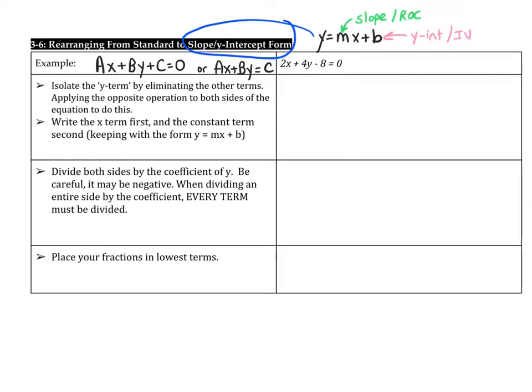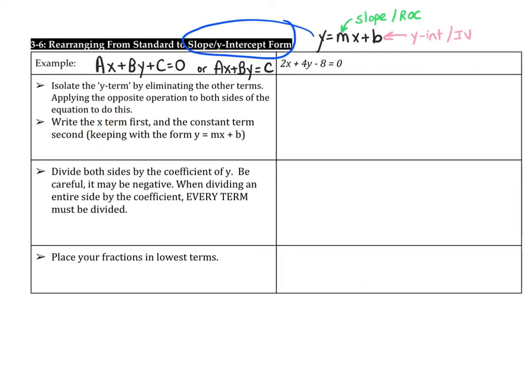And up until now, we've been graphing equations when it's in slope y-intercept form. So I'm going to show you how to get an equation from standard form into slope y-intercept form in case you need to graph this. So the first thing you're going to do is to isolate the y term, so the entire y term, so this plus 4y, by eliminating the other terms. Apply the opposite operation to both sides of the equation to do this.